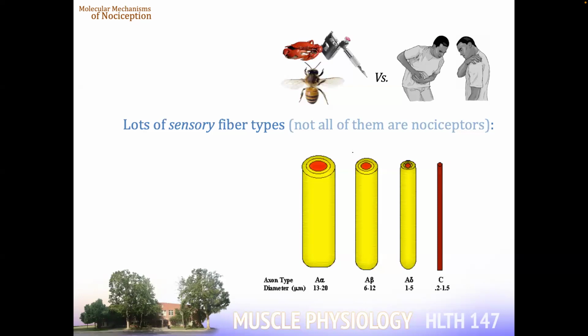A bee sting or a tattoo pen, that stuff is sharp. You know exactly where the bee stung you. I mean, you can close your eyes and point to the stinger. That's A delta fibers. C fibers are much duller, they're achier, they're more diffuse.